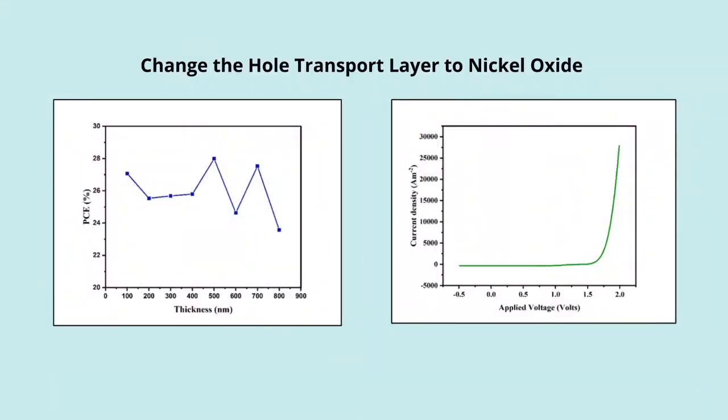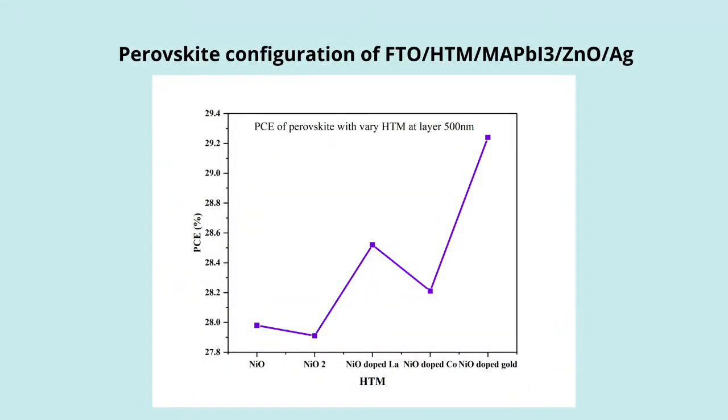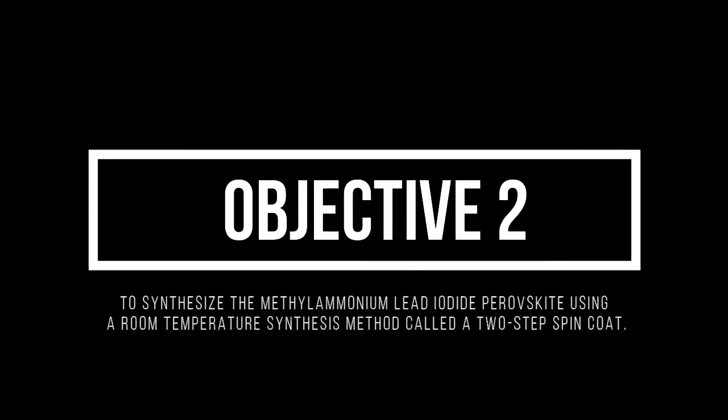The highest PCE for the new formation layers is 27.99% at layer 500 nanometers. This shows that nickel oxide is better than PEDOT:PSS as HTM. Since the base layer of perovskite is 500 nanometer, the HTM is varied with many types of nickel oxide. The result shows that nickel oxide doped with gold is the best HTM with high efficiency of 29%.